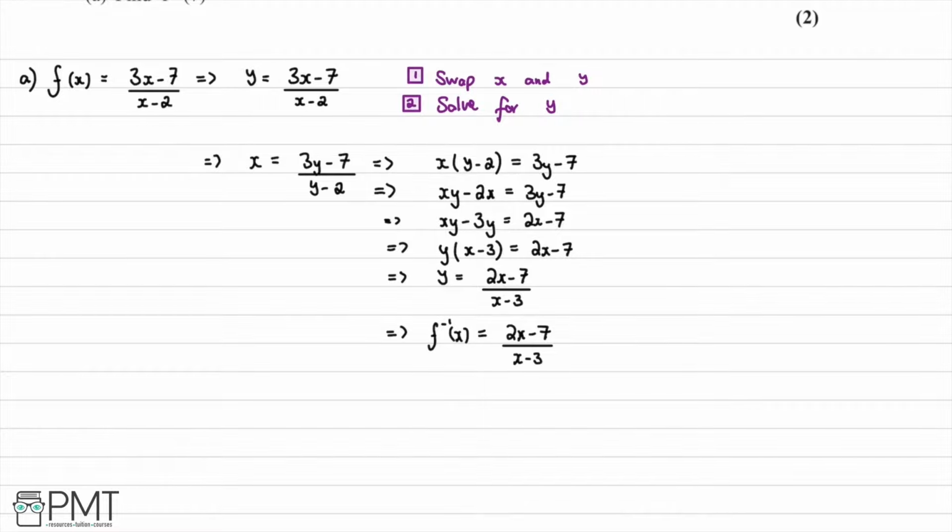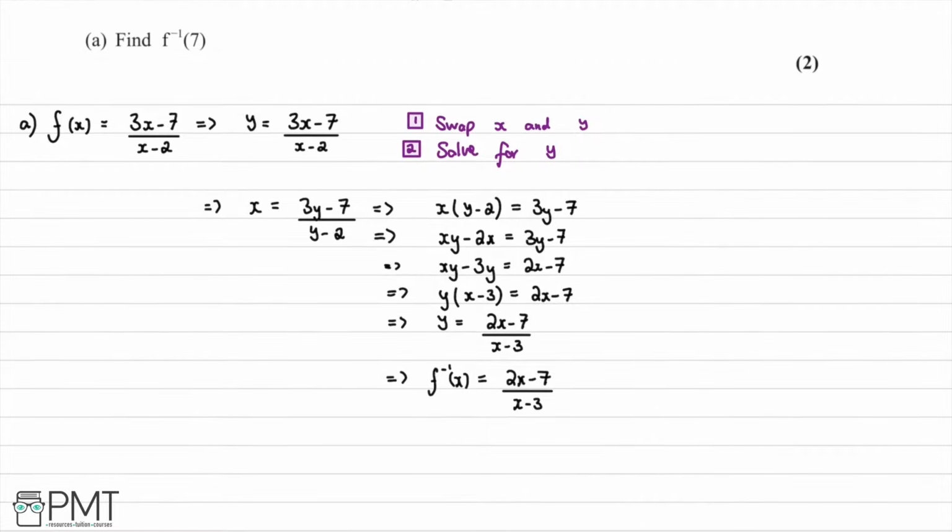So recalling the question, we wanted to find the inverse of x when x is equal to 7. So therefore, we can do this by substituting in 7 as x. So then we'll have 2 lots of 7, and we'll take away 7, and then we'll divide this by 7 minus 3. And putting this into our calculator, we get that this is equal to 7 over 4.